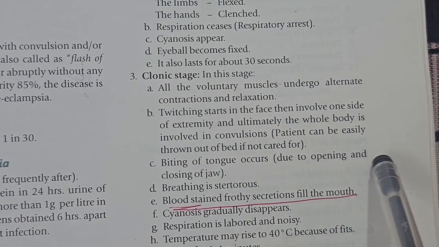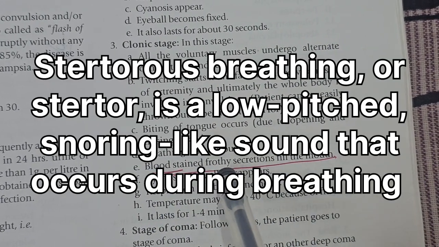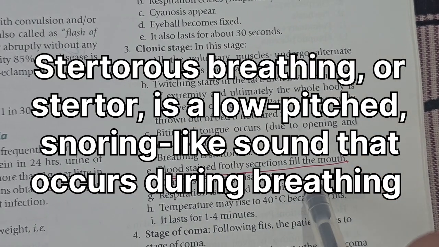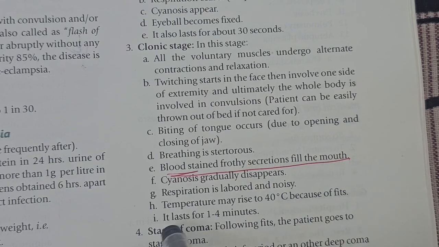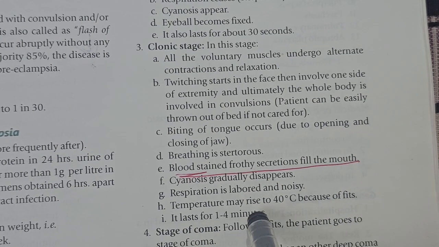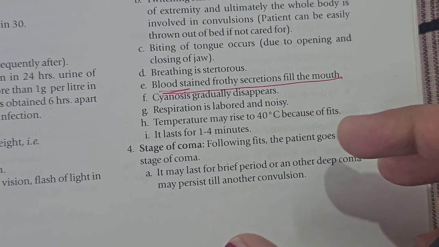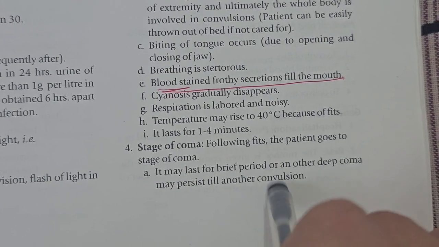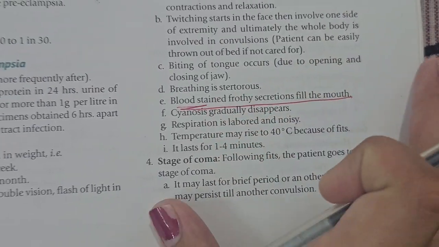Biting of the tongue occurs due to opening and closing of the jaw. Breathing is stertorous. Blood-stained, frothy secretion fills the mouth. Also blood comes from the mouth. Cyanosis gradually disappears. Respiration is labored and noisy. Temperature may rise to 40 degrees Celsius because of the fits, meaning convulsion. It lasts about 1 to 4 minutes. Now, following the fits, if the patient does not get treated easily, then the patient will go into a stage of coma. It may last for a brief period, or a deep coma may persist till another convulsion.